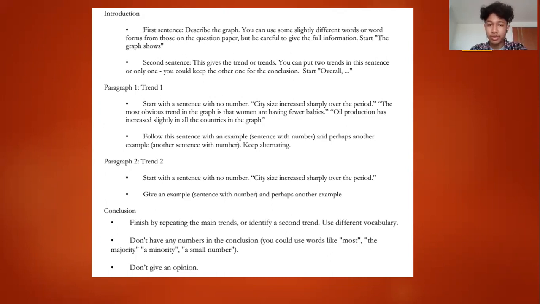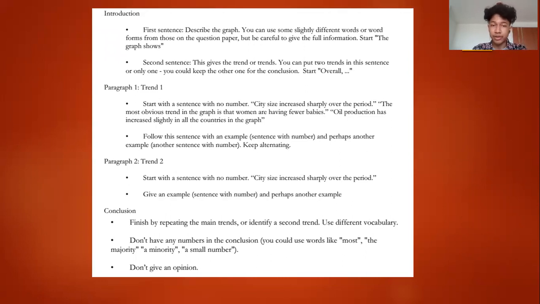And then trend number two, we can start. Of course, we can use the same idea as trend one. Start with a sentence with no number, and then give an example with a sentence with numbers, and perhaps another example of it. And then the last thing is the conclusion, the last paragraph.